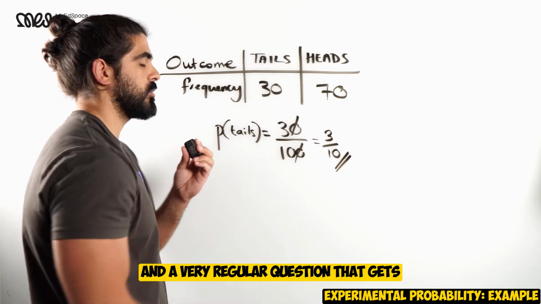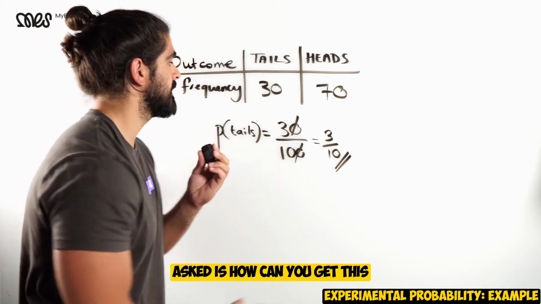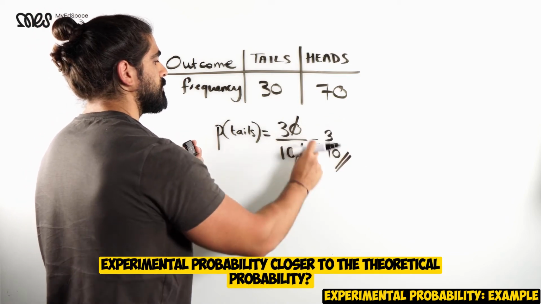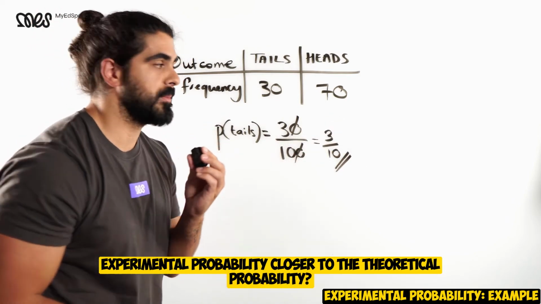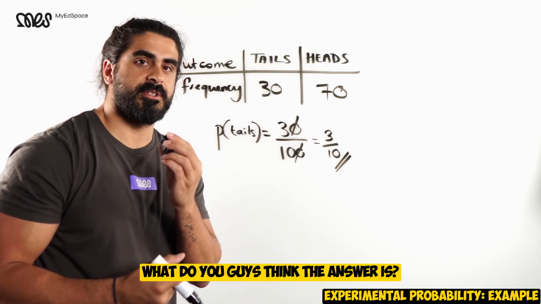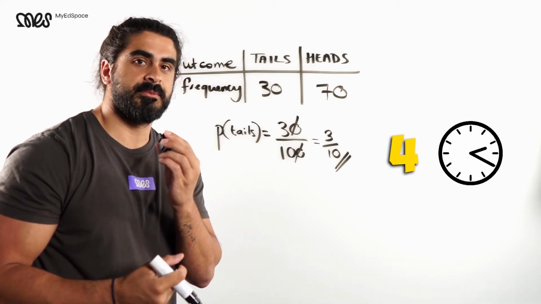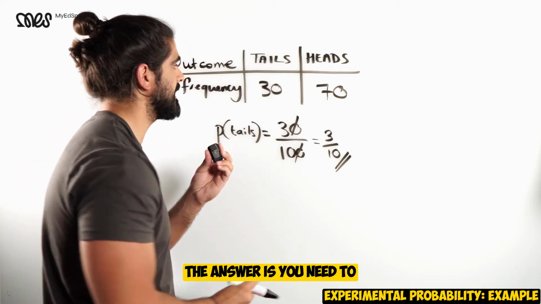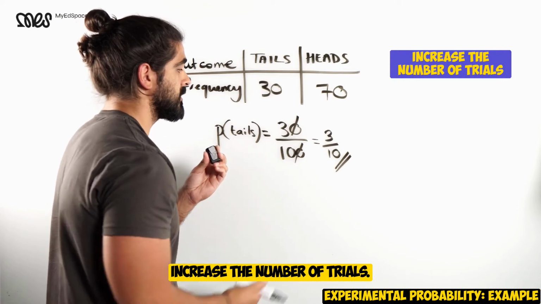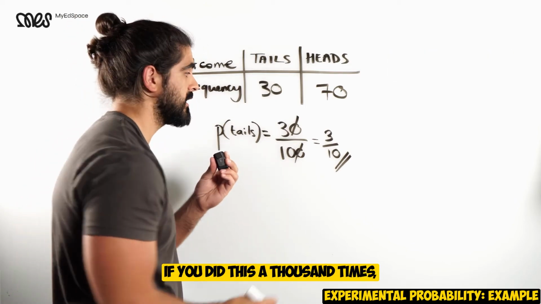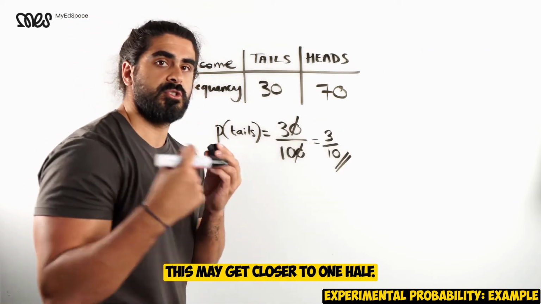And a very regular question that gets asked is, how can you get this experimental probability closer to the theoretical probability? What do you guys think the answer is? The answer is you need to increase the number of trials. If you did this 1,000 times, this may get closer to 1/2.